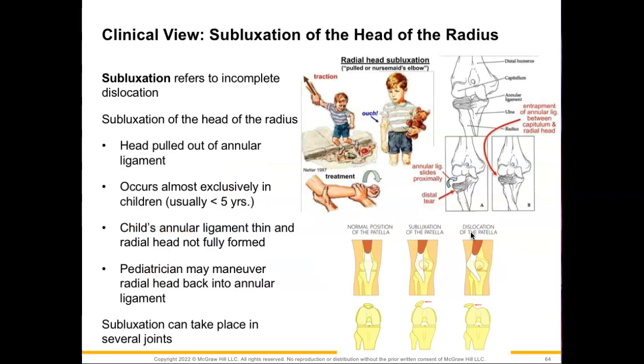Now for a clinical view, something that is pretty common is subluxation of the head of the radius. Whenever we see that term subluxation, it means that we have an incomplete dislocation.